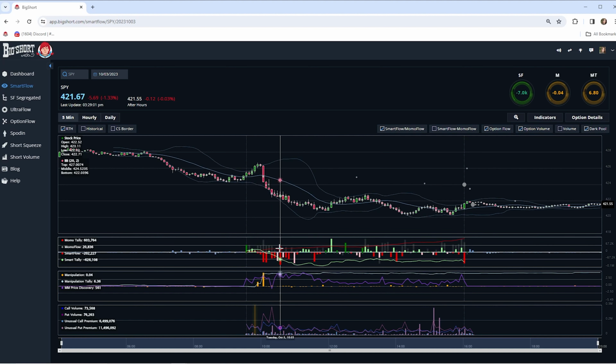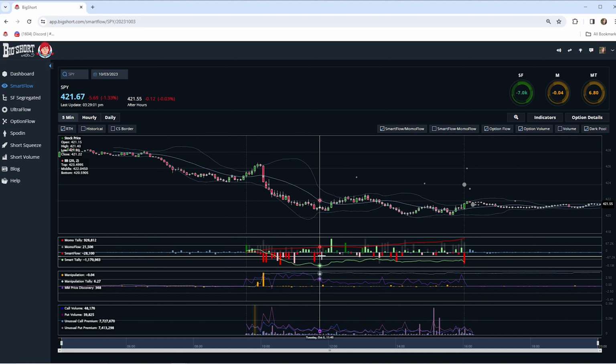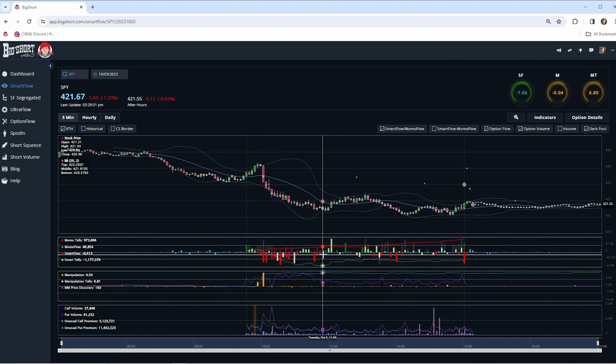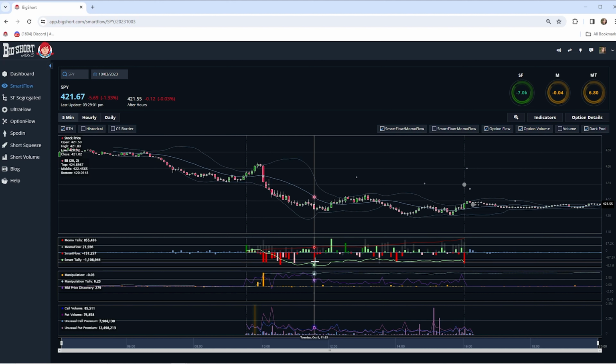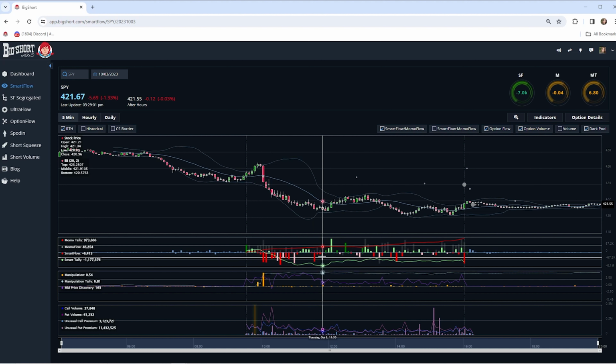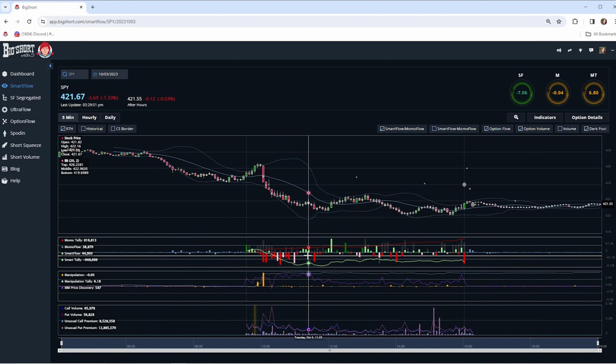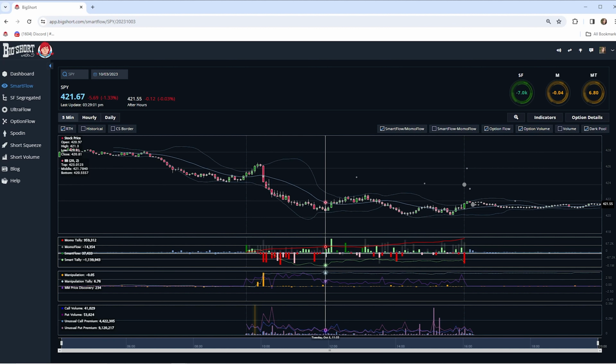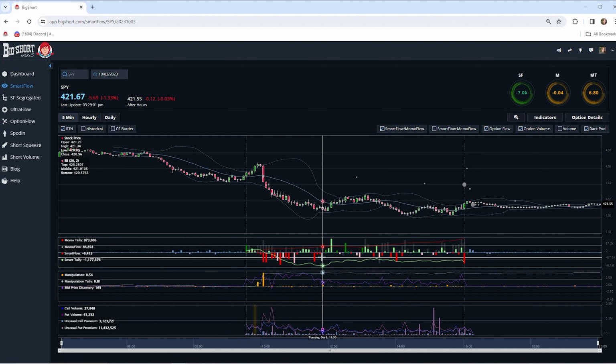As you can see, all throughout this downtrend here, we only see smart selling. It's not until about here that we see smart money starting to buy as Momo sells. So right around here, this is where I would exit my short. And as you can see, this marks the end of the downtrend.